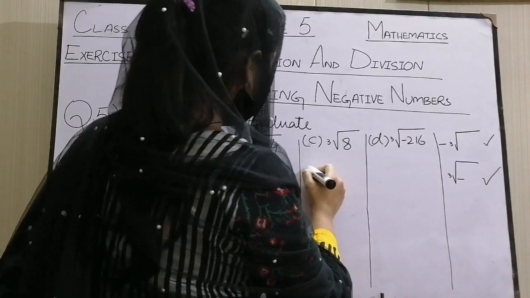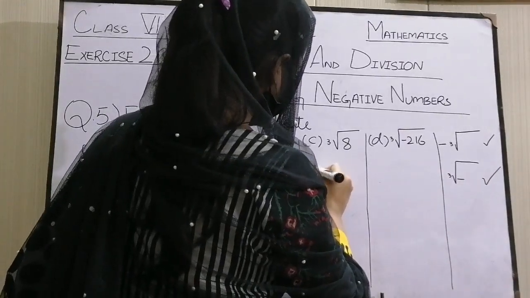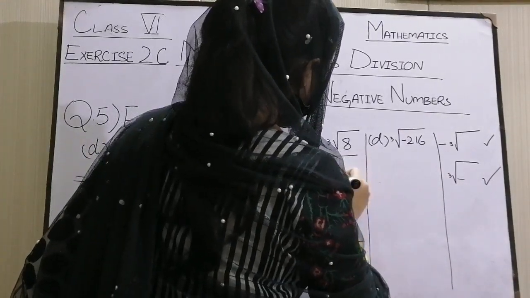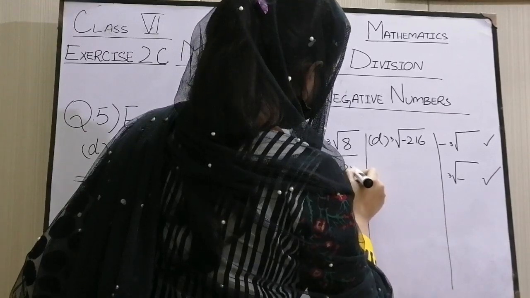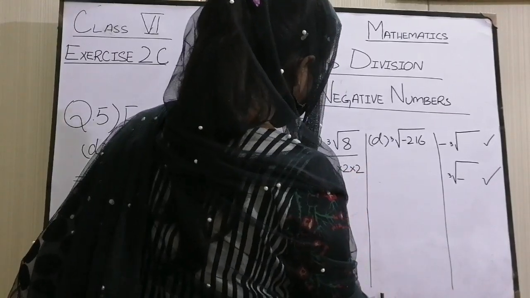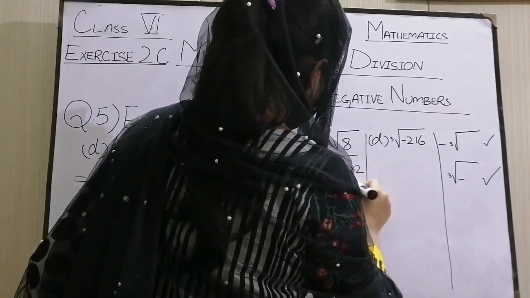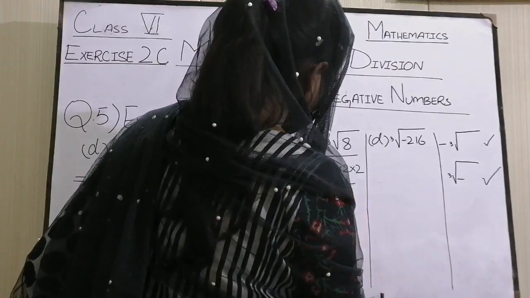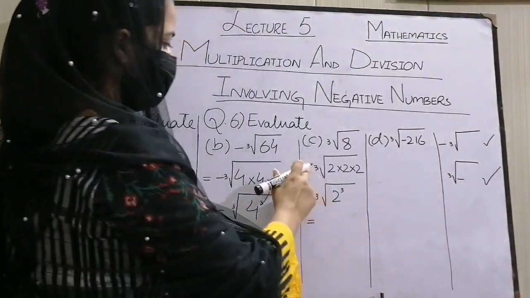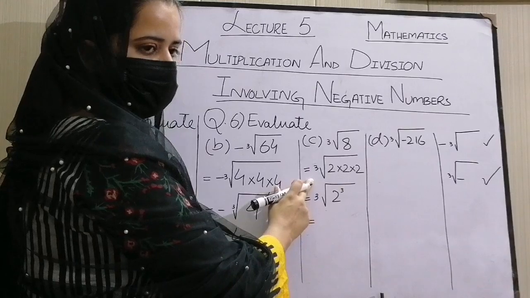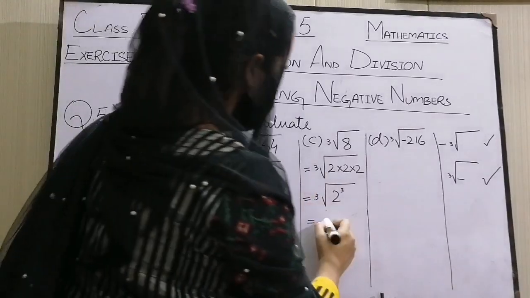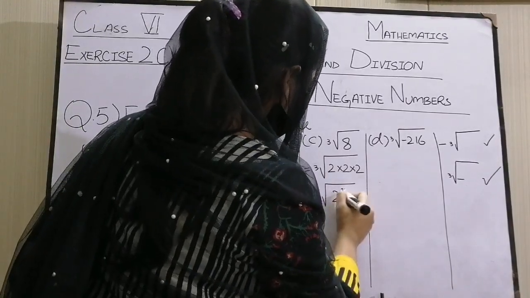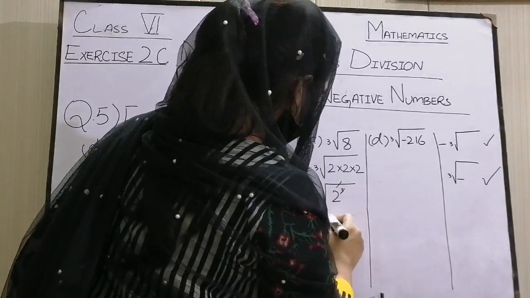Next part is cube root of 8. 8 can be written as 2 into 2 into 2, which is 2 power 3. We do not write plus minus sign with the cube root. It is just for the square roots. Cube and cube root is cancelled.